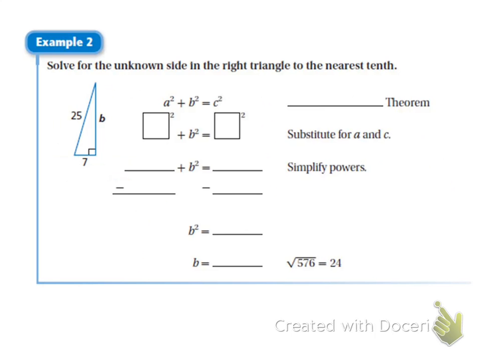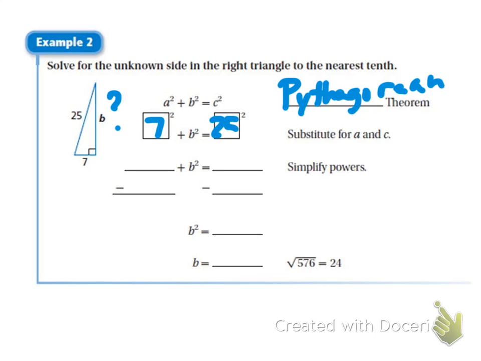Okay, looking at number 2 now, we have another triangle and we need to write down the Pythagorean theorem, which is a squared plus b squared equals c squared. Looking at this, we don't know what b is. A is 7 squared, and they gave us c, which is 25 squared. So 7 times 7 is 49. 25 times 25 is 625.